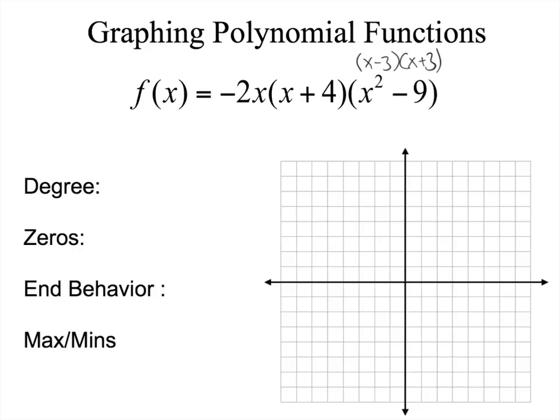And it also affects your degree. For instance, your degree is going to be a 1, a 1, a 1, and a 1. So 1 plus 1 plus 1 plus 1 is 4th degree.